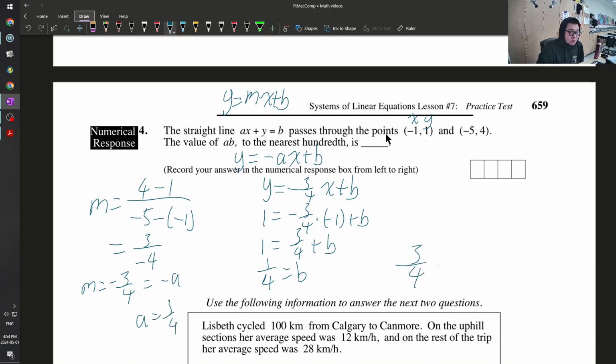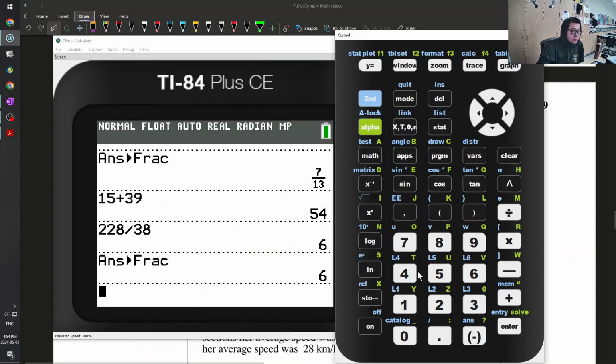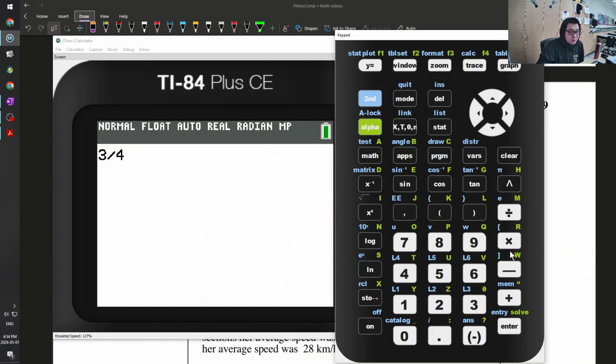What is 3 over 4 times 1 over 4? It is equal to 3 divided by 4 times 1 divided by 4.